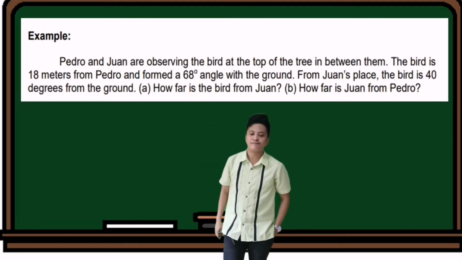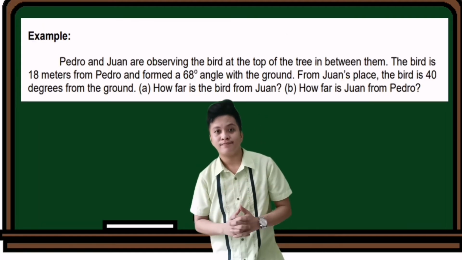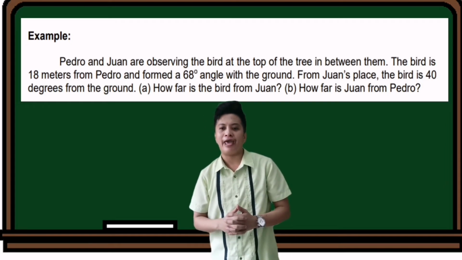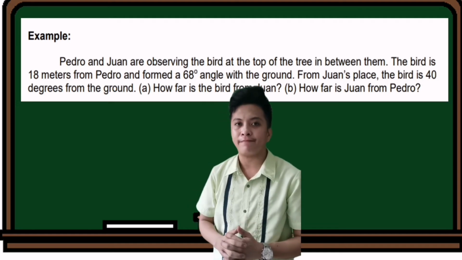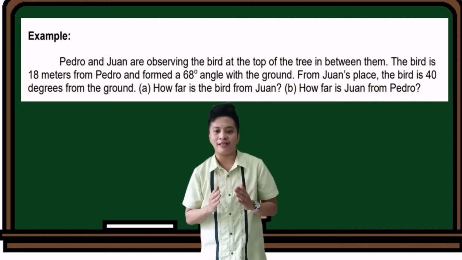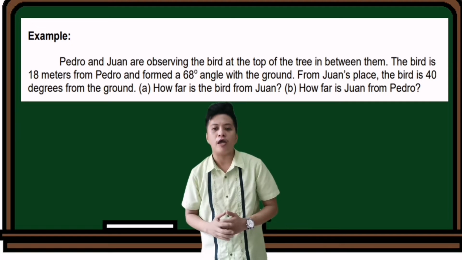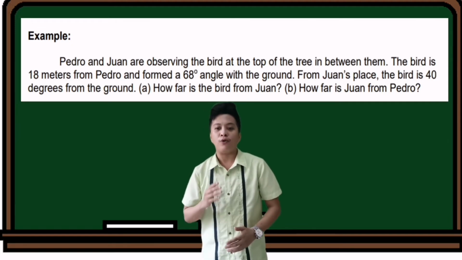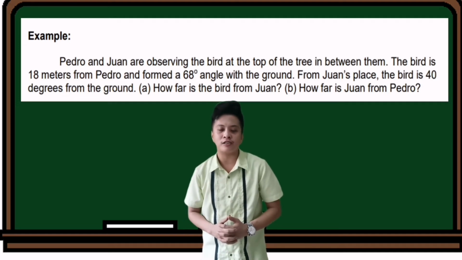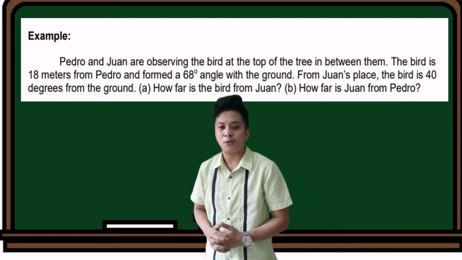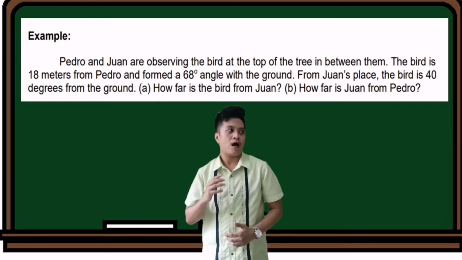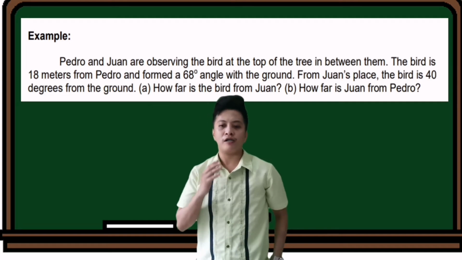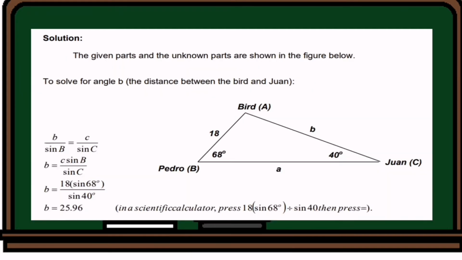Another example. Pedro and Juan are observing the bird at the top of the tree between them. The bird is 18 meters from Pedro and formed a 68-degree angle with the ground. From Juan's place, the bird is 40 degrees from the ground. A. How far is the bird from Juan? B. How far is Juan from Pedro?